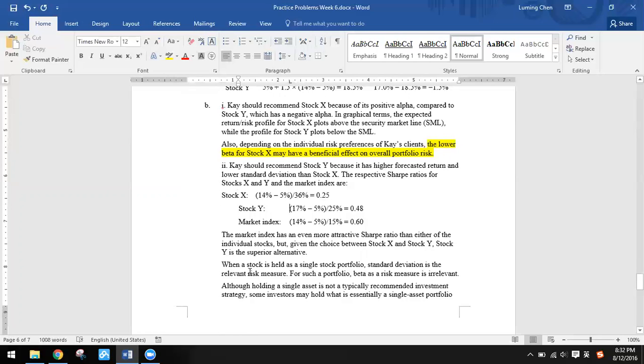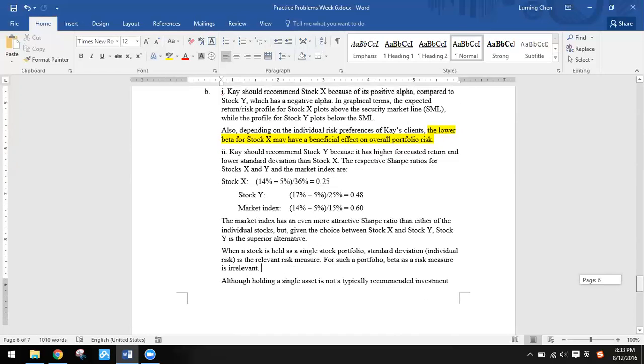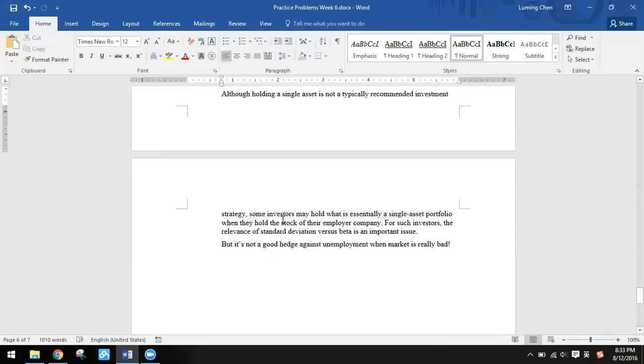If we want to hold a stock as a single portfolio, standard deviation, which is the individual risk, is what we want to look at. We don't use beta because in this portfolio there is only one stock. Although holding a single asset is not typically a recommended investment, some investors may hold what is essentially a single asset portfolio when they hold the stock of their employer company.